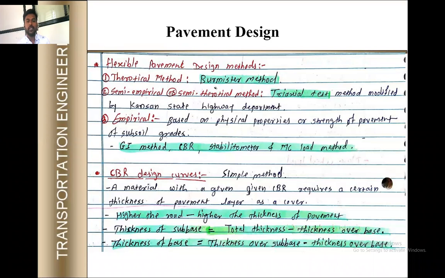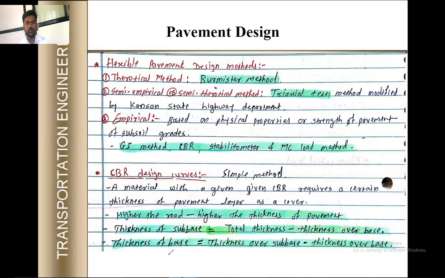In the CBR method, the material with the given grade of CBR requires a certain thickness of pavement layer as a cover. The higher the traffic, the higher the thickness of the pavement. So it depends on the traffic density and the materials or the grade of the pavement required. Then the thickness of the subbase and the thickness of the base we can simply judge by the layers, as we know.